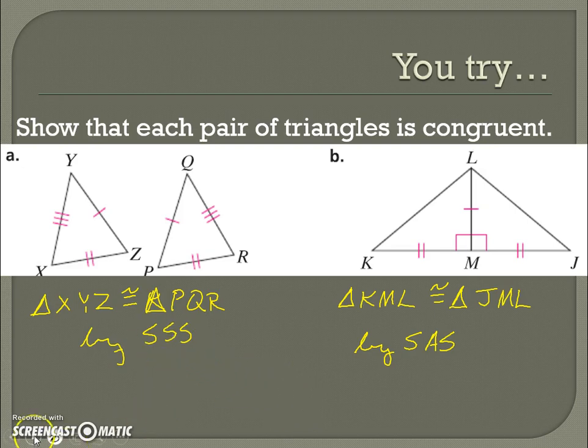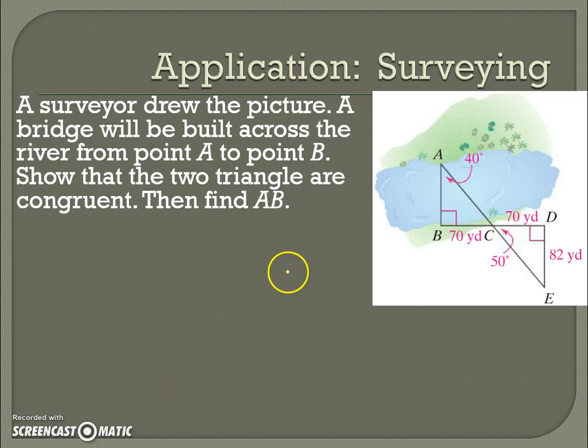All right, so I think I got one more here. Yeah, a surveyor drew the picture. A bridge will be built across the river from point A to point B. Show that the two triangles are congruent, and then find AB. Well, it looks like angle B is congruent to angle D. And then I know that BC and DC are both 70 yards.